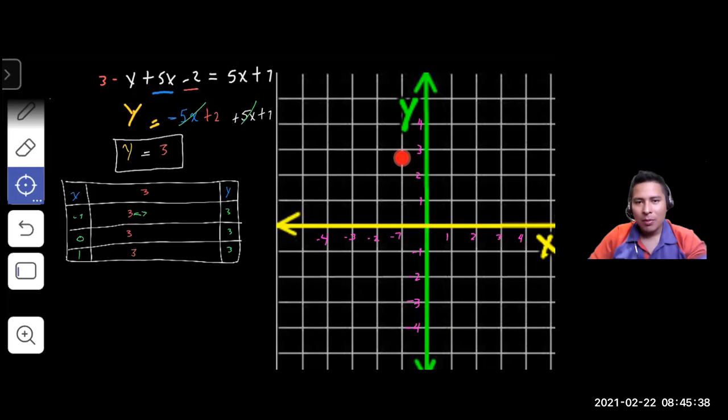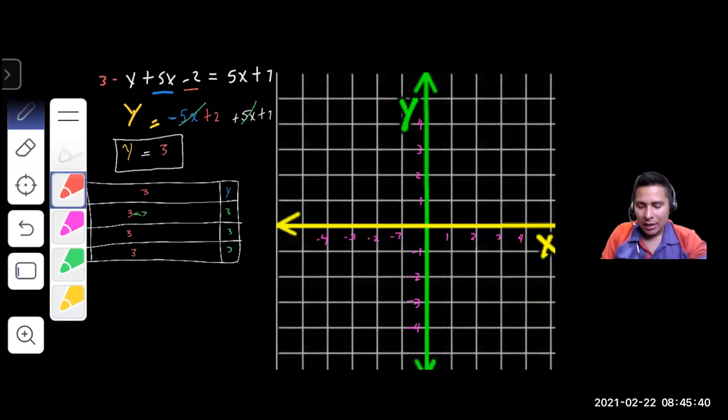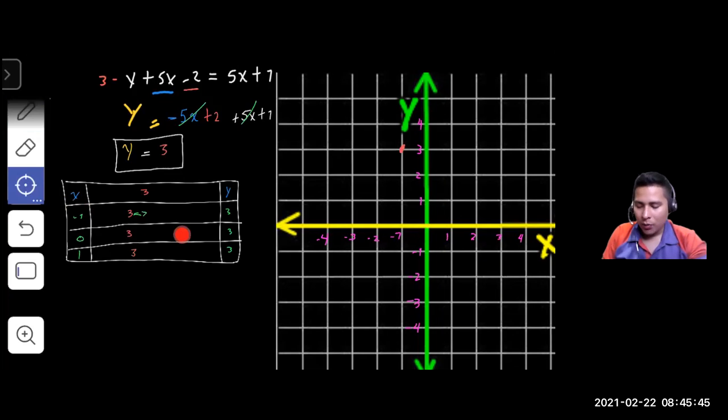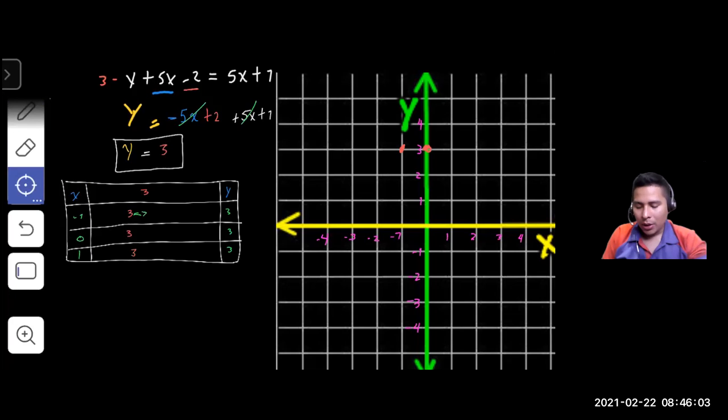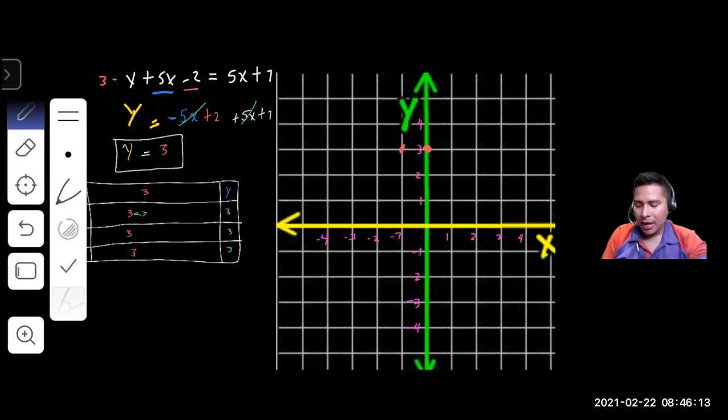This is going to be my first point. Let's make the first point, guys. That's going to be my first point: -1 for x. I repeat, -1 for x and 3 for y. 1, 2, 3. Let's go to the next one, which is 0 for x and 3 for y. 0, 1, 2, 3. My next point is going to be right there. Finally, we're going to look for 1 for x and 3 for y, which is 3 units up. 1, 2, 3. I'm just using the data that I got on my table.